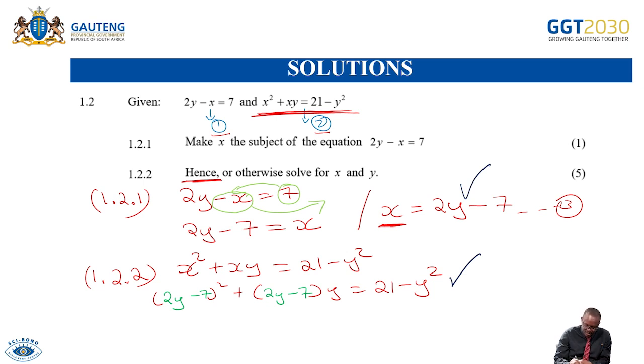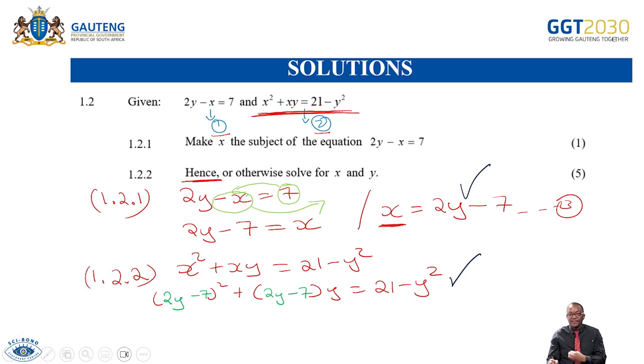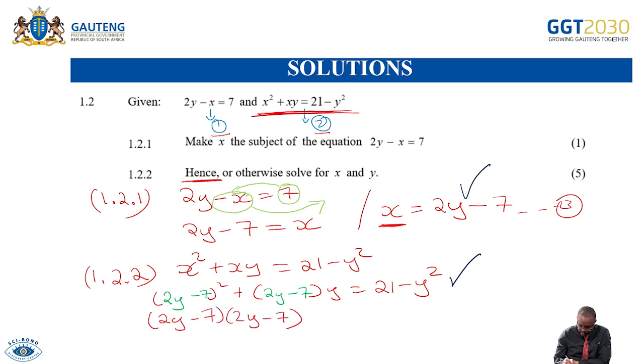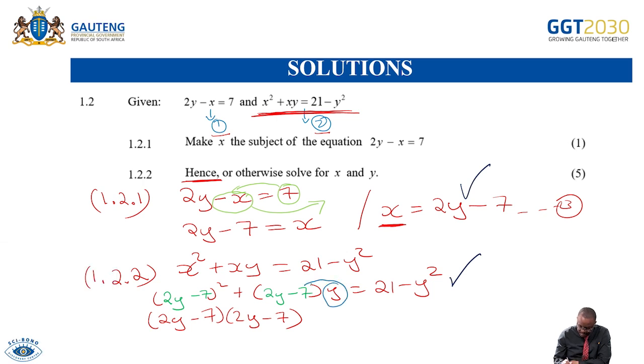Then what will happen now? It means we are now going to say, okay, what do I do now? Remember, I have to make y the subject of the formula. I have to solve for y. How do I solve for y? Squared means you have 2 brackets that are the same. Then now, with this one, we can simply multiply inside the bracket by y. Then you are going to get plus 2y squared minus 7y is equal to 21 minus y squared.